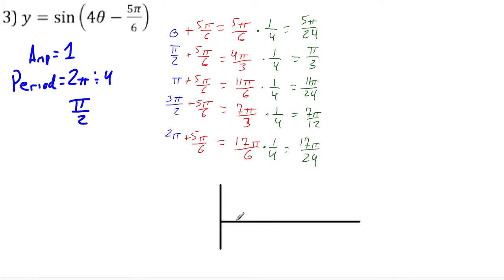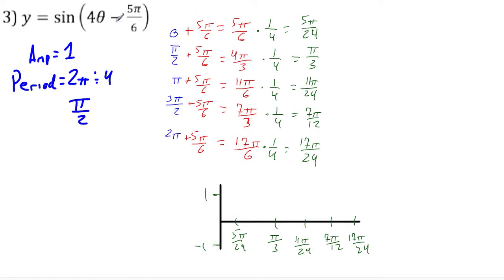Everything's positive, so all my x values here are going to be to the right. So I'm going to get 5 pi over 24. We know that's 4. Forget it. I'm tired of fighting this thing. 5 pi over 24, 11 pi over 24, 7 pi over 12, and 17 pi over 24. The y-axis is going to go up to 1 and down to negative 1.